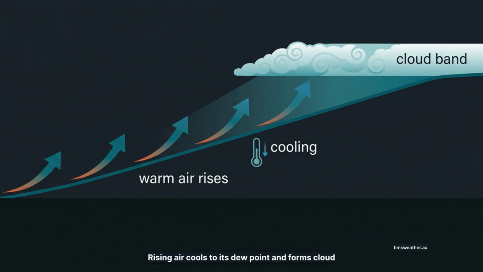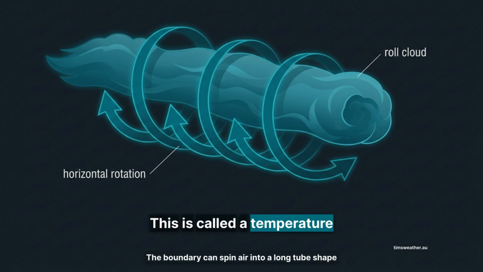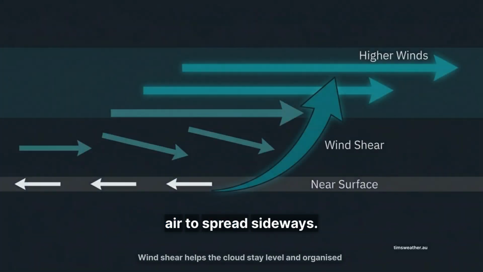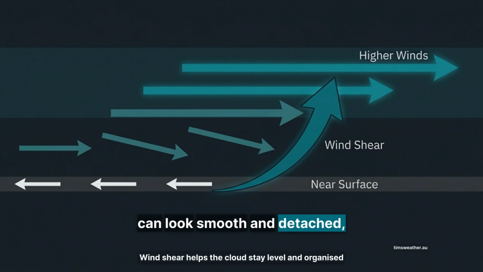A stable layer near the ground also helps. This is called a temperature inversion, where temperature briefly rises with height instead of falling. The inversion acts like a lid, limiting vertical mixing and encouraging the rising air to spread sideways. That is why a roll cloud can look smooth and detached, rather than ragged and joined to the storm above it.